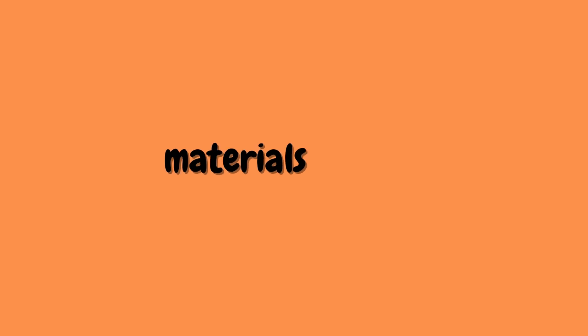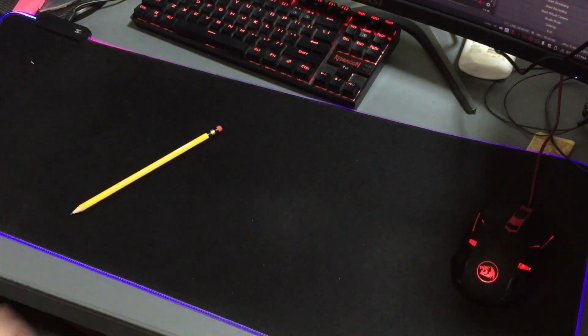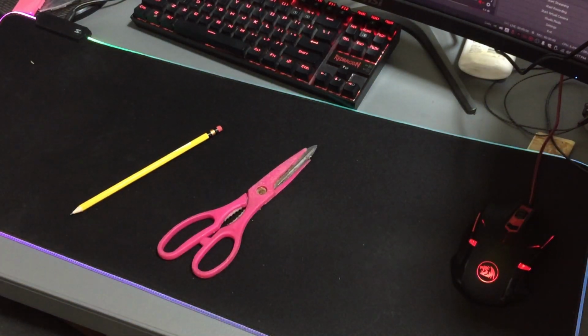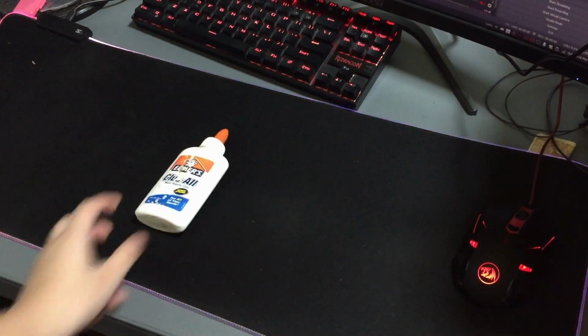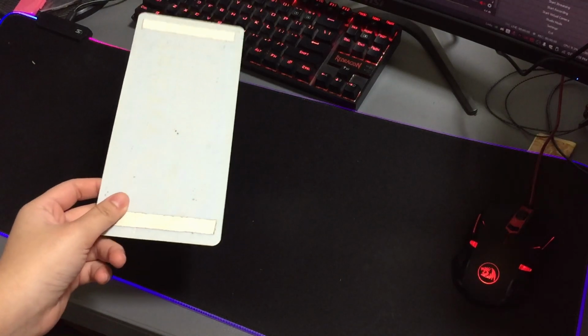So these are the materials needed: a cardboard, pencil, scissors, modeling clay, cartolina, glue, and a ruler.